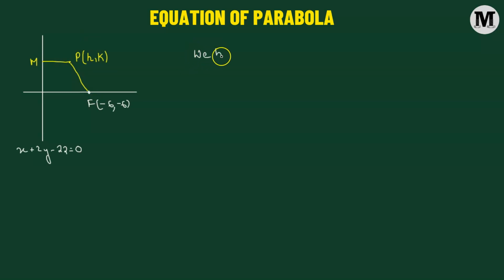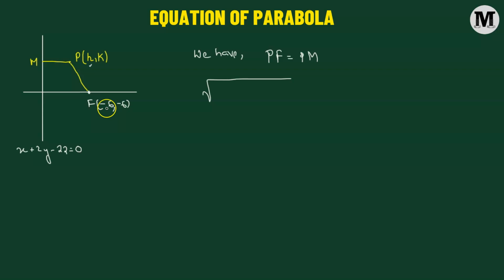So here we have, from the definition of a parabola, PF will be equal to PM. Now, we can easily find out the length of PF because we have the coordinates of the endpoints. Here we use the distance formula. We'll take the square root. Underneath the square root, we'll take the difference of the x coordinates.